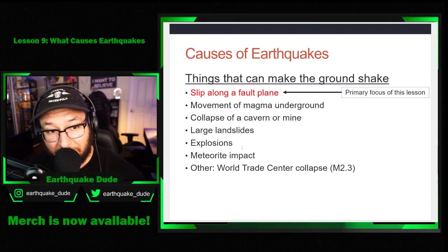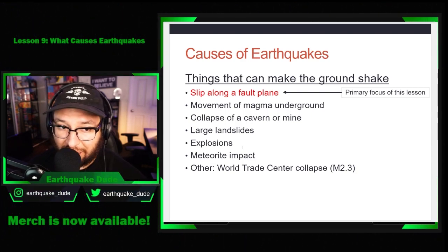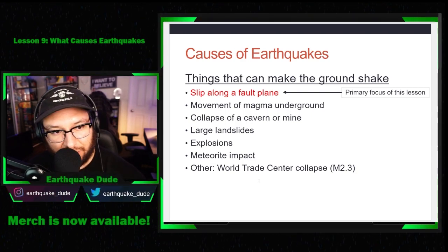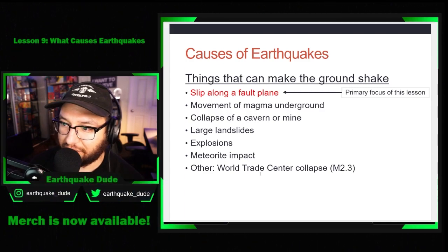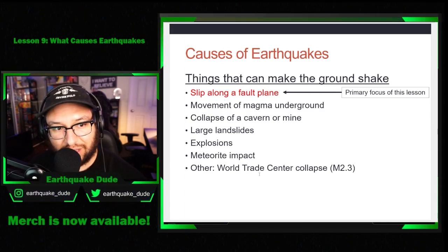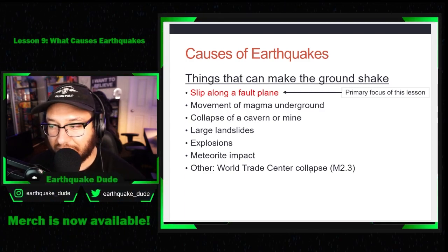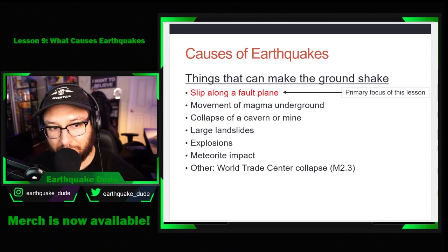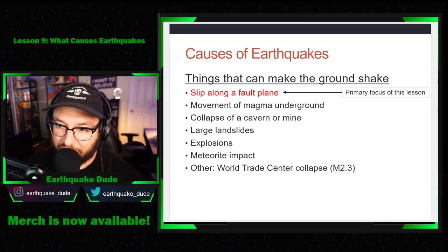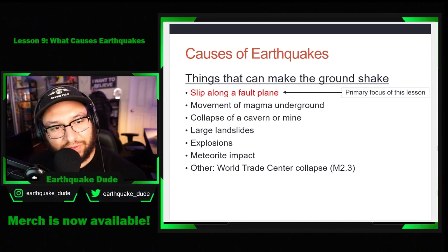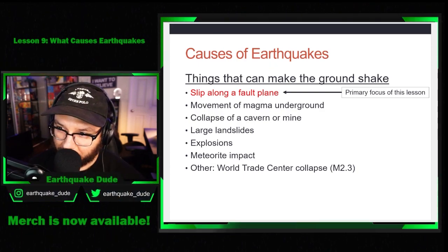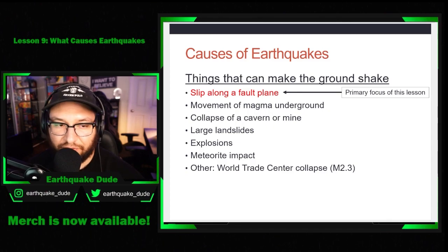If a big enough meteorite were to hit Earth, that would create an earthquake. And just another interesting one here is that when the World Trade Center collapsed in 2001, it actually generated a magnitude 2.3 earthquake, right? So give me enough energy and we can get a big earthquake. But for the premise of this lesson, we're going to focus on slip along a fault plane. Okay?